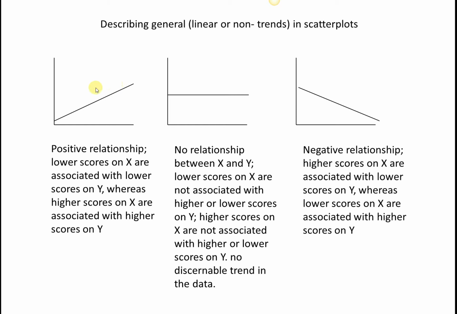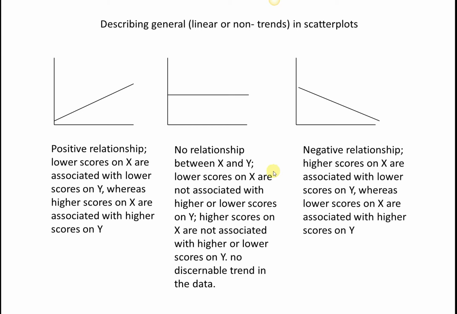So these are some general illustrations of trends that you might find in your data in terms of being positive, negative, or no relationship. Right here you can see this is a positive relationship. Higher scores on X are associated with higher scores on Y. Lower scores on X are associated with lower scores on Y. With the negative relationship, higher scores on X are associated with lower scores on Y. Lower scores on X are associated with higher scores on Y. And then with no relationship, as scores increase on X, there's no systematic tendency to exhibit greater or lesser values on Y.